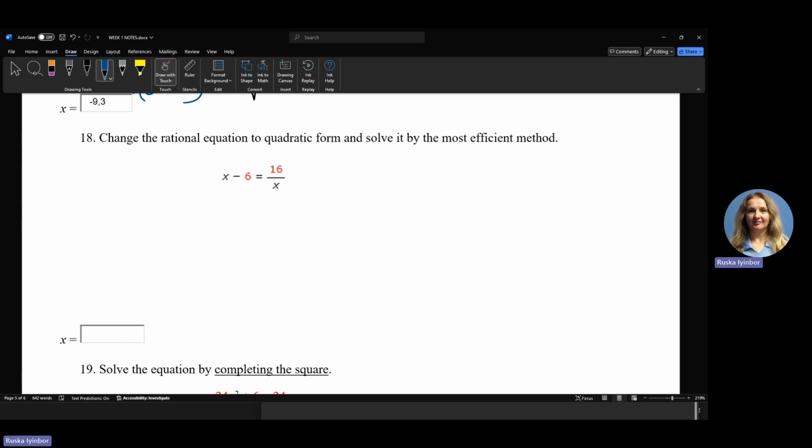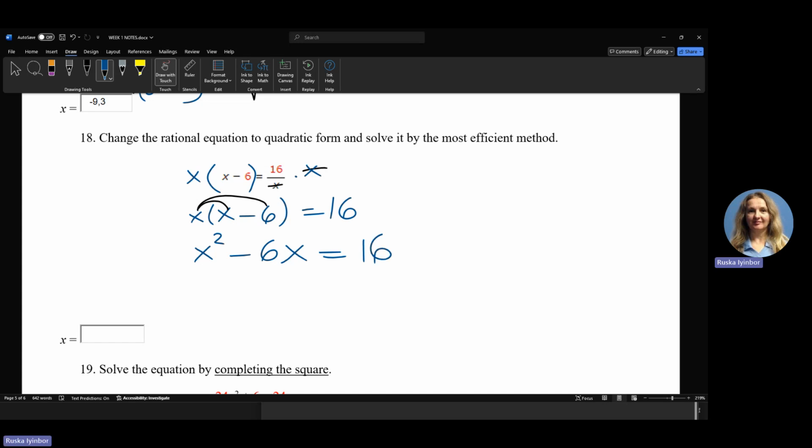Multiply by x. So I'm going to multiply this side by x and the left side by x. When I do that, the x in the fraction is going to cancel. And then I'm going to get x times (x minus 6) equals 16. Now, when I distribute the parentheses, because that's the next thing I need to do, I'm going to multiply x times x, and that's going to be x squared, and then x times -6.